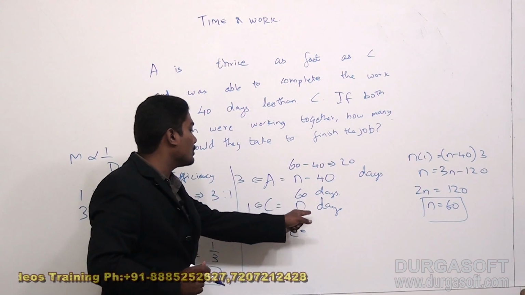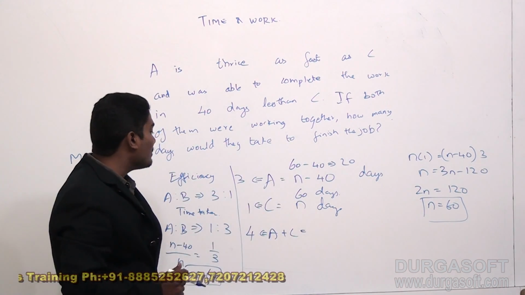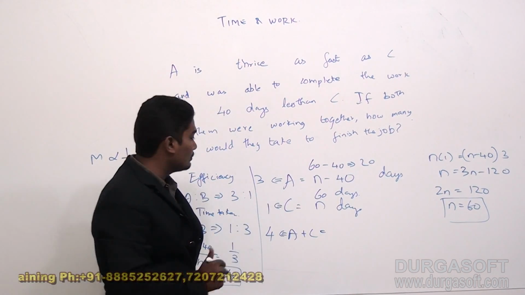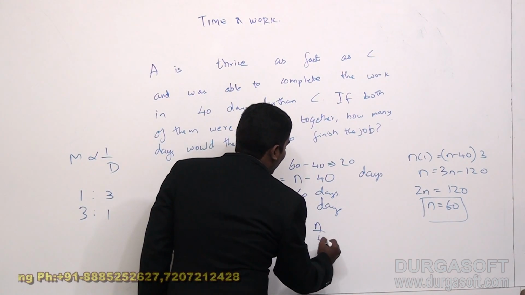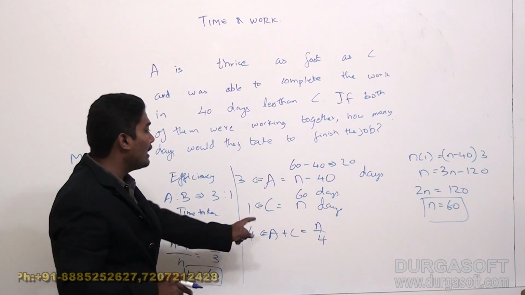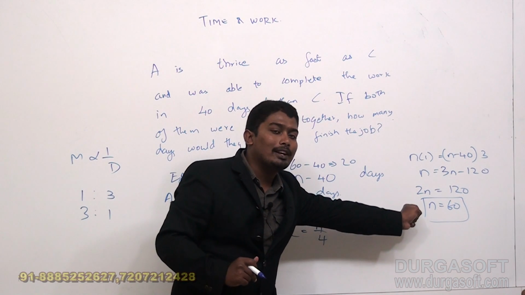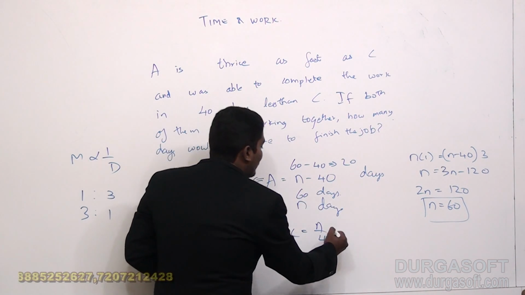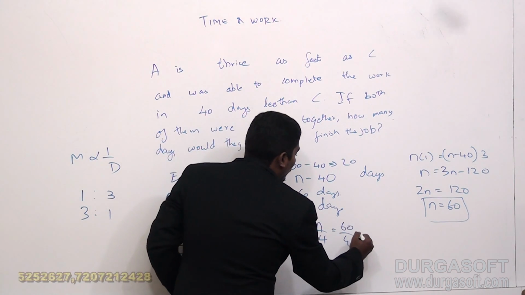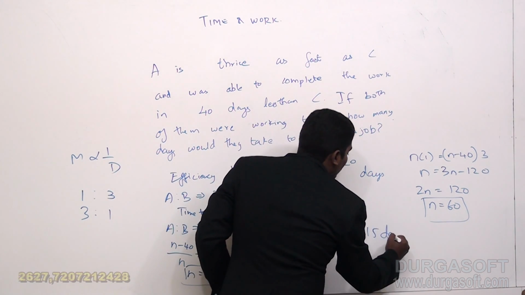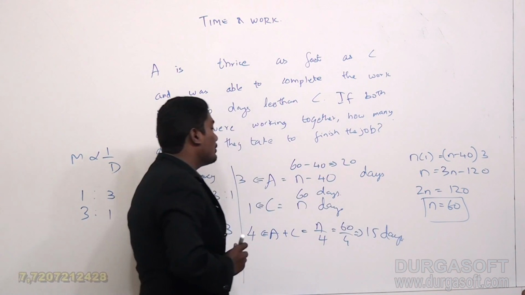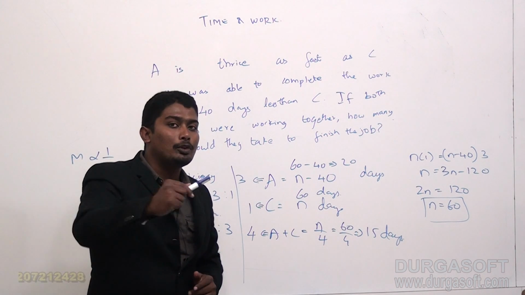Now the total number of chocolates is n. So the total time taken will be n divided by 4. Now I will need the value of n. I already found the value of n as 60. So A plus C will take 60 by 4, which is 15 days. If you observe, this same question can be solved in more than 2 methods.